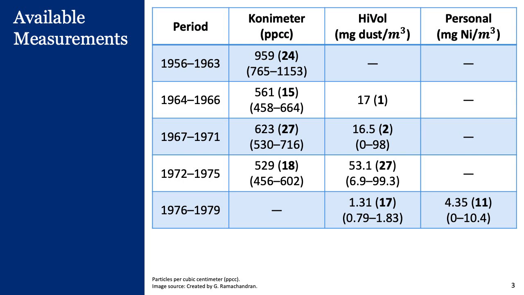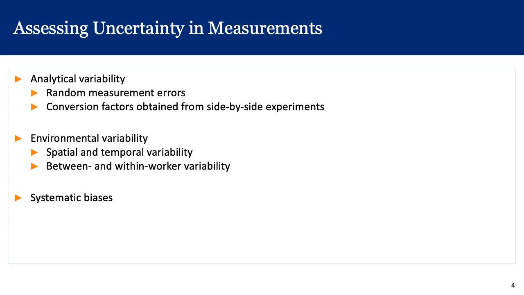And then starting in 1976, we come to what is now the standard, which is the personal measurements measured with a personal sampling pump. And it is measuring exposures in units of mass per unit volume, or milligrams per cubic meter. You can see that there is a lot of variability in these data, and there are also, for many periods, just very few measurements. And so if we look at the uncertainty in these measurements, they arise from several different sources.